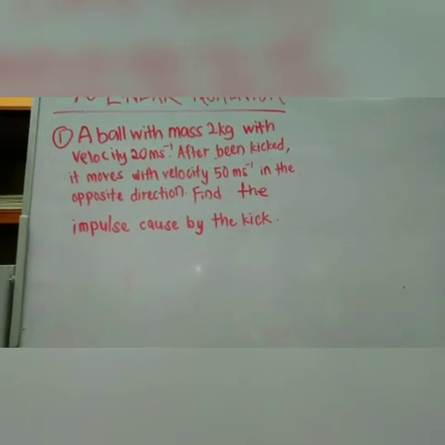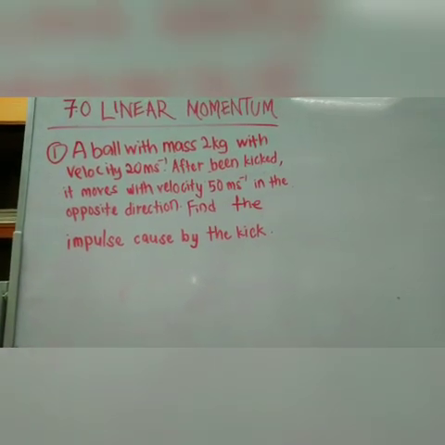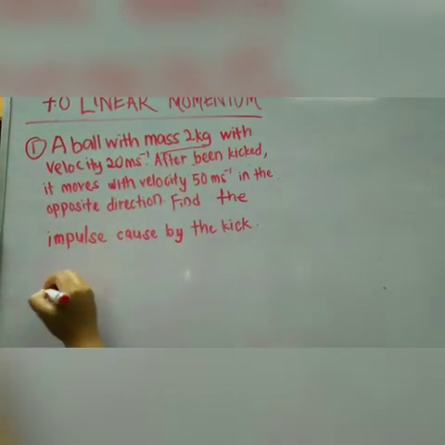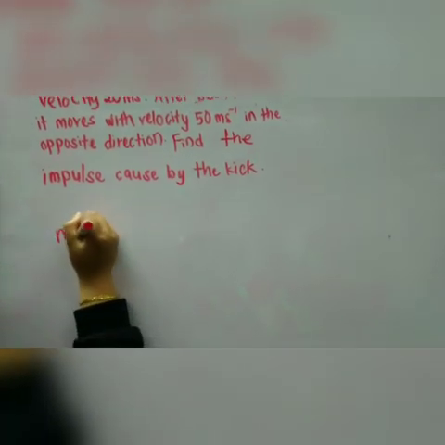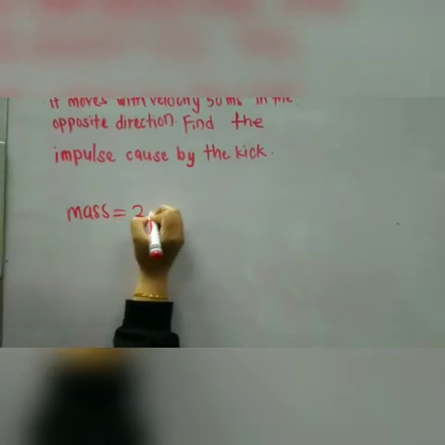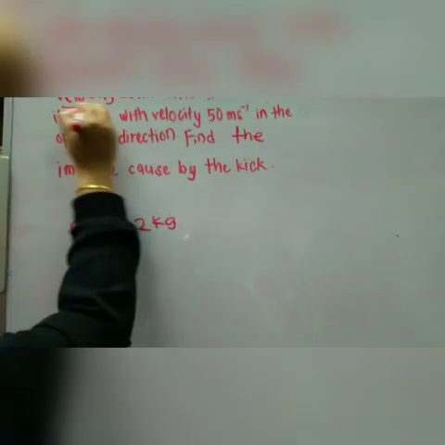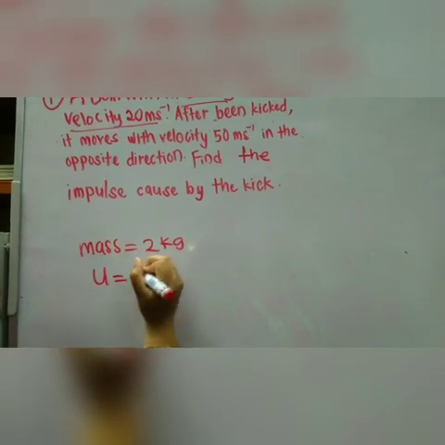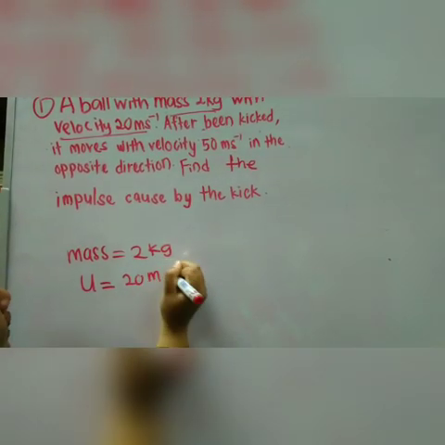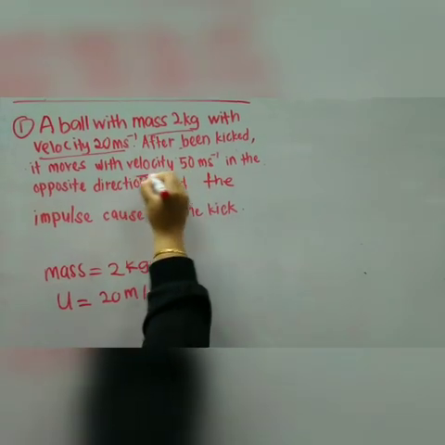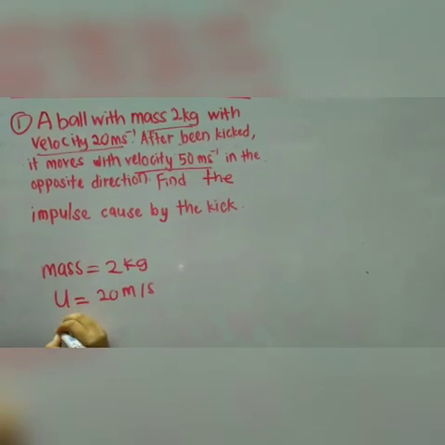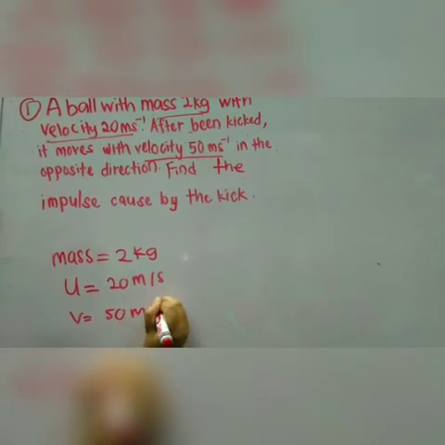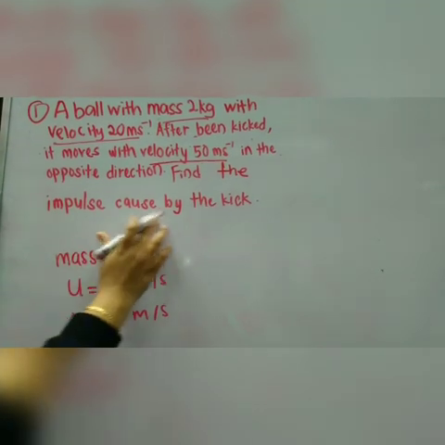First we need to collect the information given: mass equal to 2 kg, initial velocity u equal to 20 meter per second, and final velocity equal to 50 meter per second. Find the impulse caused by the kick.